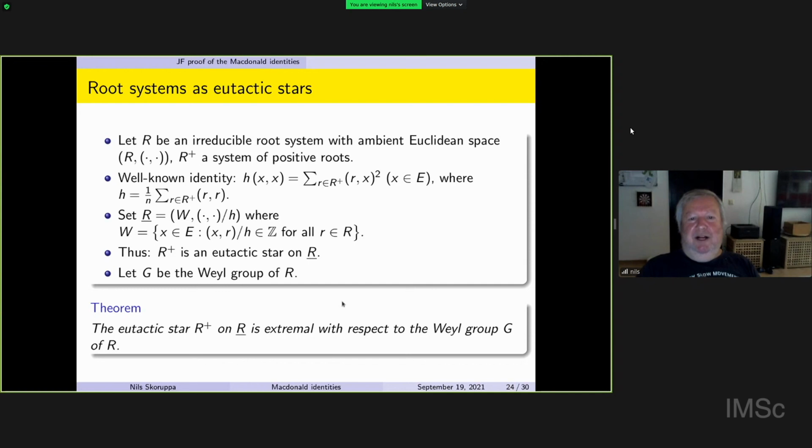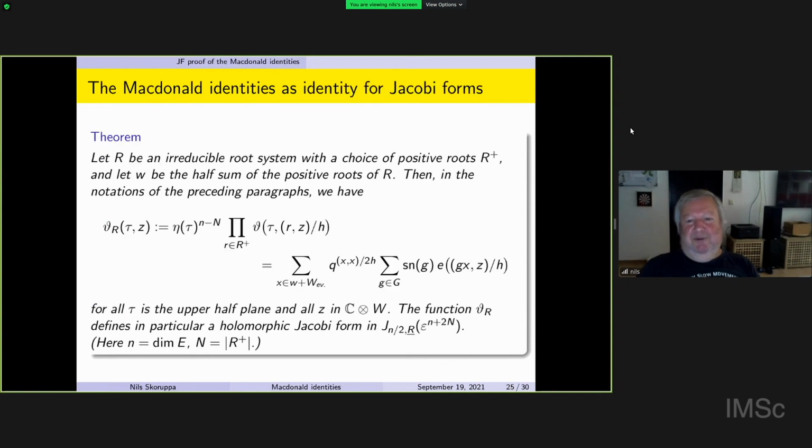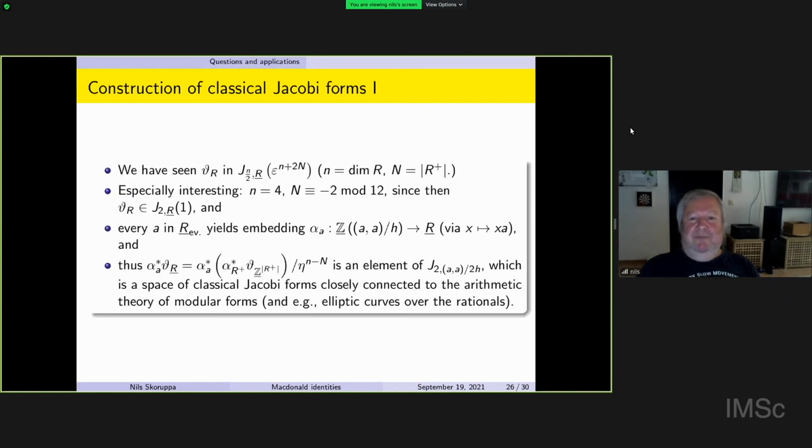Okay, so unfortunately, when you specialize, you get the Macdonald identities, and of course, that's what I said already. So I just stopped the talk here because I just went over time.